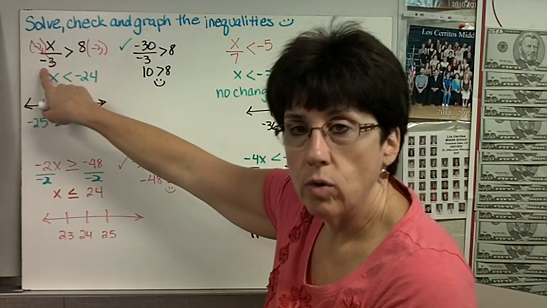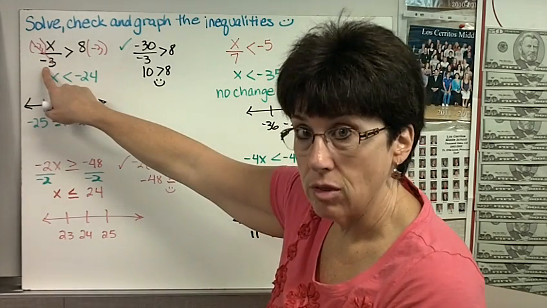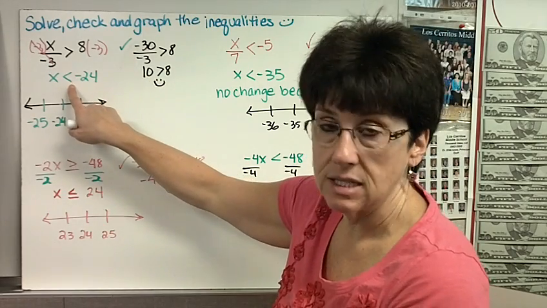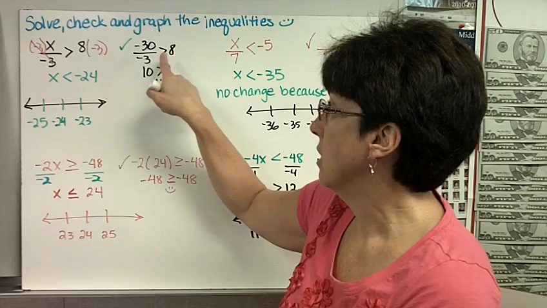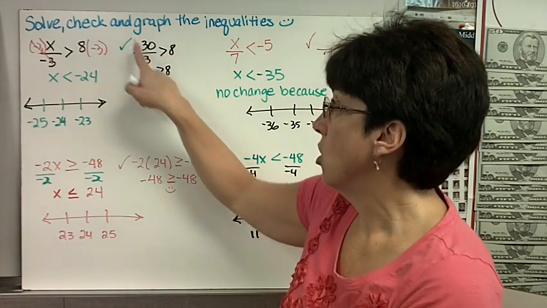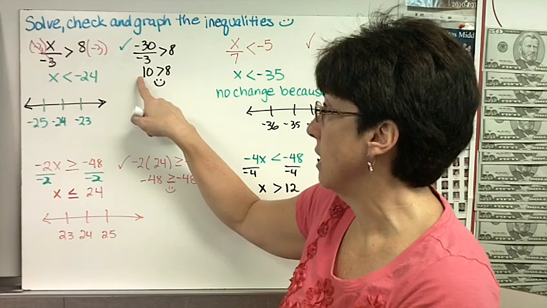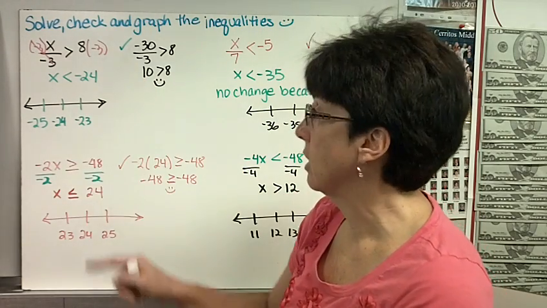Since my original equation was divided by negative 3, I'm going to pick a number that negative 3 will go into evenly. So I'm going to pick negative 30 because it's less than negative 24. Negative 30 divided by negative 3 is greater than 8. Negative divided by negative is positive. 30 divided by 3 is 10. 10 is greater than 8. So it shows that I did my problem correctly.